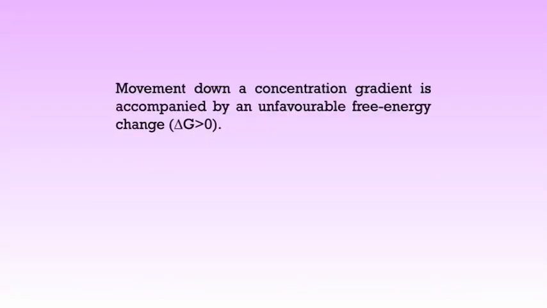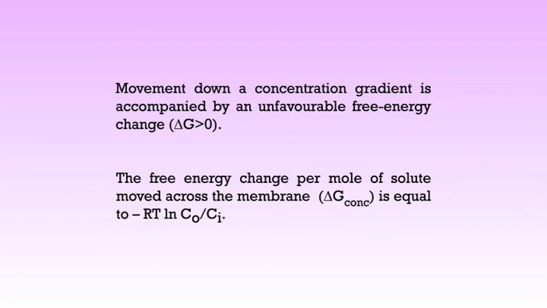Here the Nernst equation is derived as follows. A molecule in solution, which is a solute, tends to move from a region of high concentration to a region of low concentration simply due to the random movement of molecules, which results in their equilibrium. Consequently, movement down a concentration gradient is accompanied by an unfavorable free energy change. Here delta G is greater than 0. The free energy change per mole of solute moved through the membrane, which we call delta G concentration, is equal to minus RT ln Co by Ci.